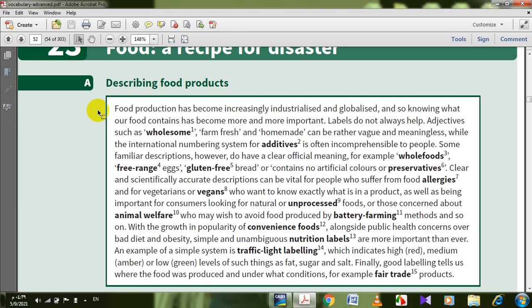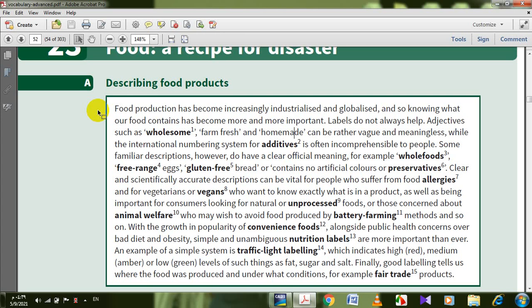Clear and scientifically accurate descriptions can be vital for people who suffer from food allergies and for vegetarians or vegans who want to know exactly what is in a product, as well as being important for consumers looking for natural or unprocessed foods, or those concerned about animal welfare who may wish to avoid food produced by better farming methods, and so on. With the growth in popularity of convenience foods alongside public health concerns over bad diet and obesity, simple and unambitious nutrition labels are more important than ever.